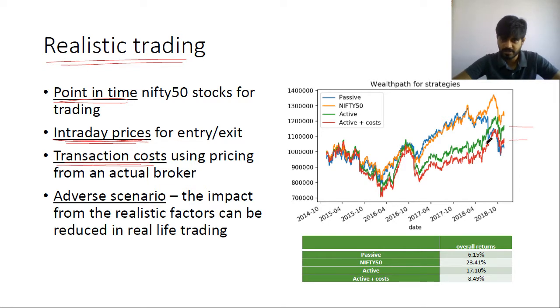So here we can see that now our performance has dropped quite a bit for our active plus costs. So we have about 8.5% annualized return. The passive portfolio was 6.15%. The Nifty 50 has done the best here. But again, this is not something we could realistically get because there would also be costs involved in being exposed to the performance of the index.